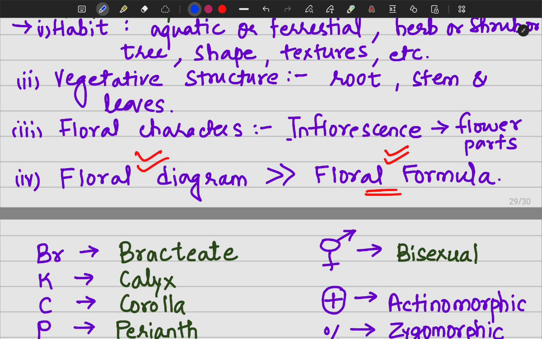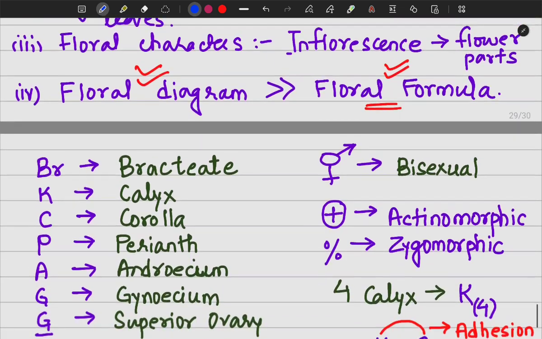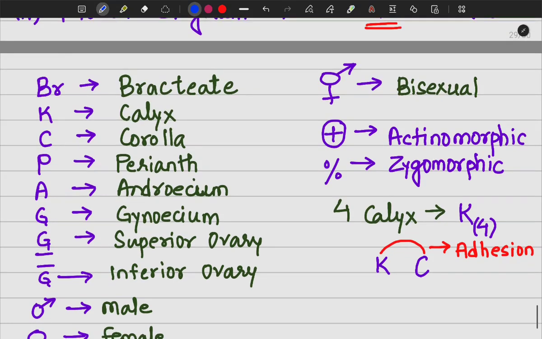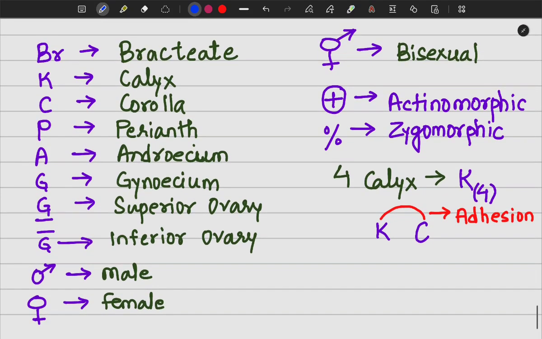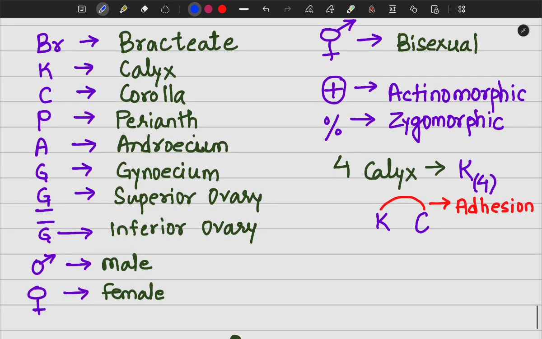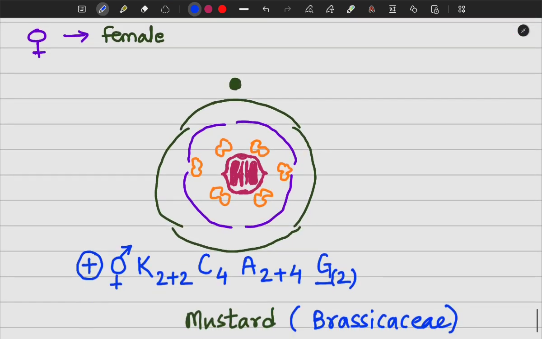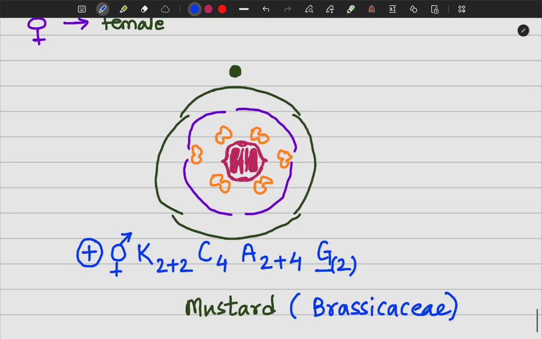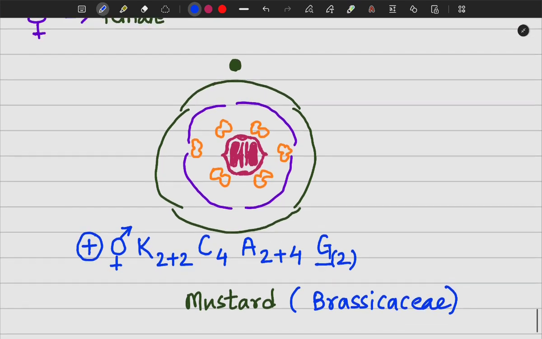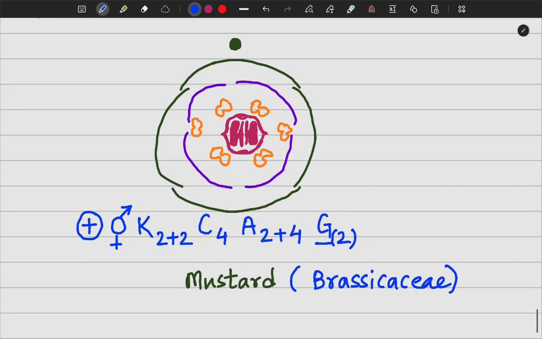When we are describing the floral parts, we first draw the floral diagram and then we write the floral formula. For the floral formula, there are certain symbols which represent the different parts and characteristics of the plant, which we have studied, and we also drew the floral diagram for mustard and wrote down the floral formula for it. So I hope the semi-technical description is clear to you.